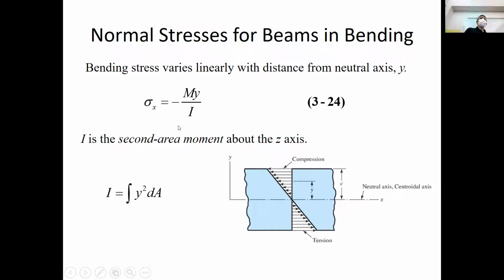And just as a reminder, the I is the moment of inertia, or the second moment of area. And you learned about it in statics. So if we go back to basics, it is the integral of y squared dA over the area. And of course, y is measured from the neutral axis. So first we have to find the centroid because the neutral surface goes through the centroid of the section.